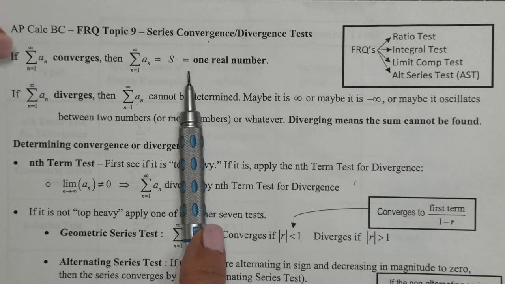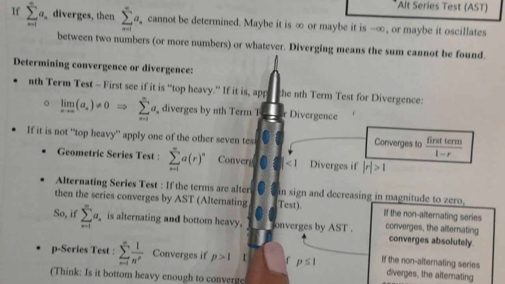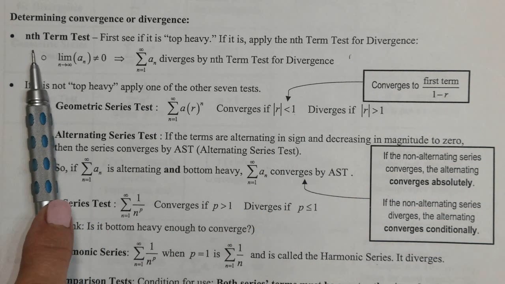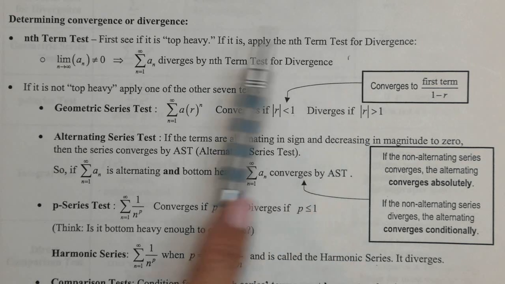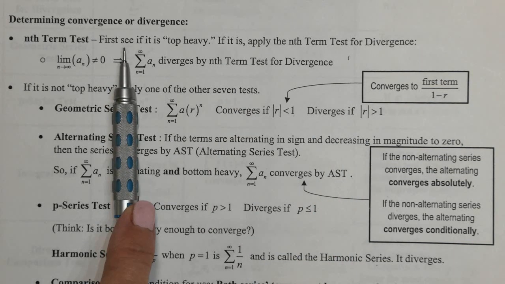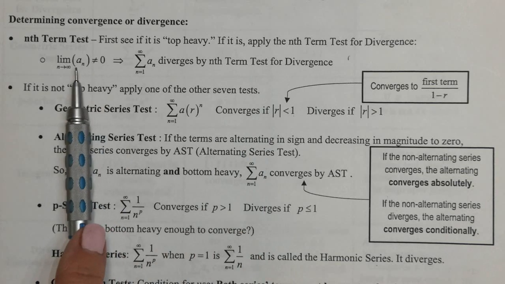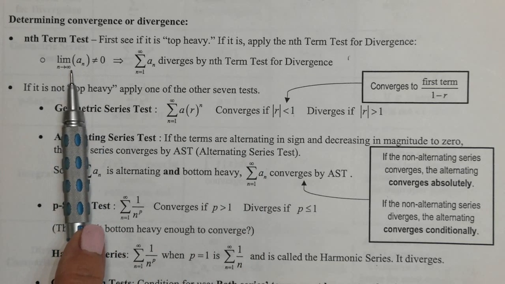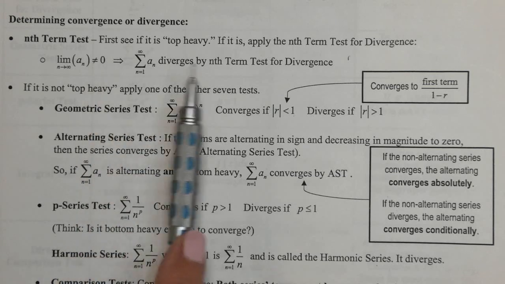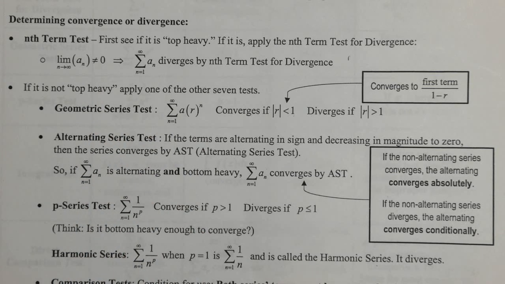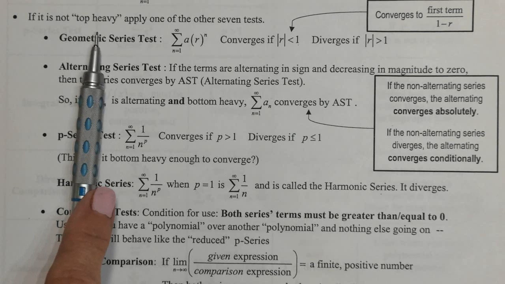Okay, and we have these tests, there were 8 of them, that determine whether a series converges or diverges. The first one is the nth term test. That is only for divergence. See if it's top-heavy. If it is top-heavy, then the series diverges by nth term test. If the limit, as n goes to infinity, of your a sub n expression is not 0, then the series diverges by nth term test. That's the nth term test. If it is not top-heavy, then go to one of your other 7 tests.